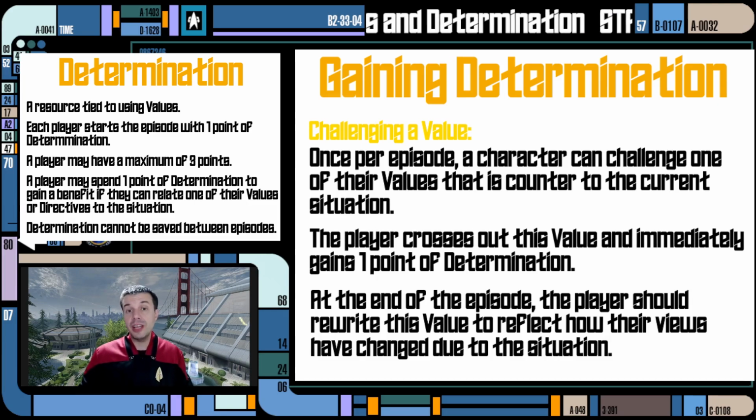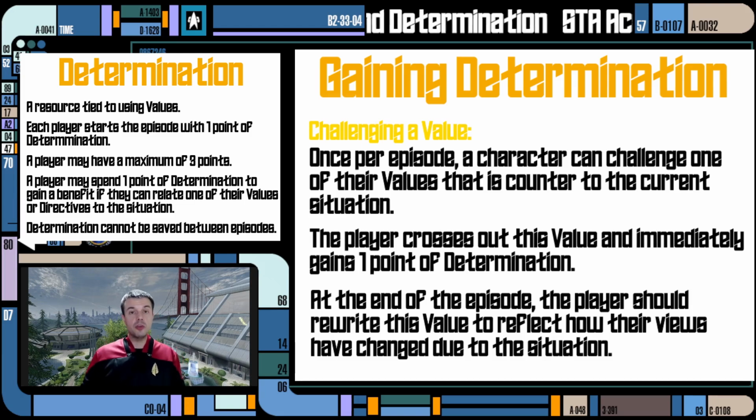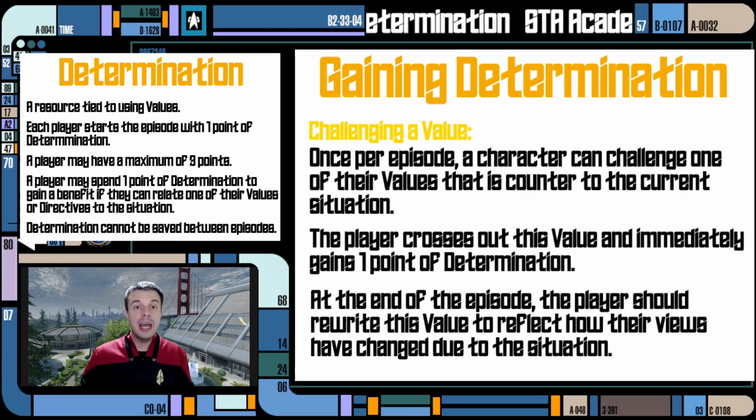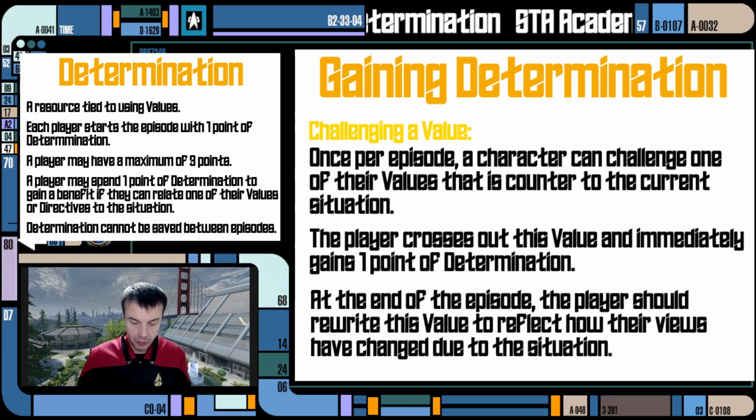And also it works if you're already out of determination. You have no more determination. You already spent it for this episode. Challenging a value is a good way to get that point and then spend it immediately. If, of course, it makes sense, if it fits what's going on, and if the GM approves, of course.